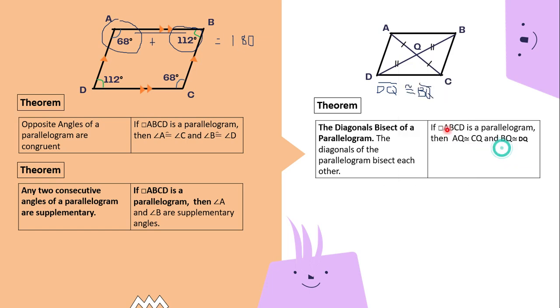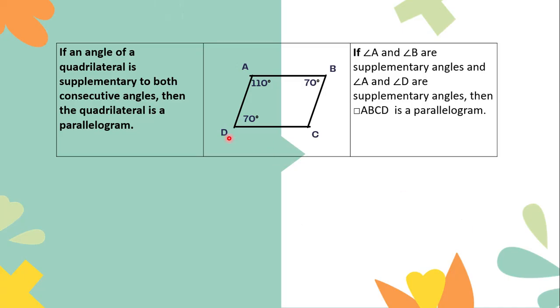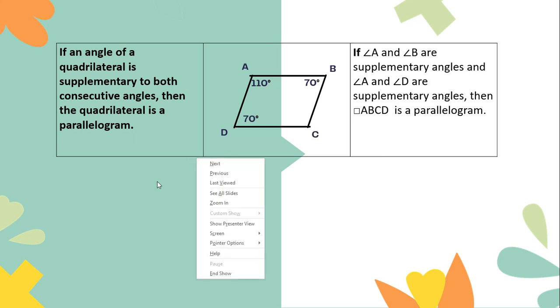Okay. So, yun yung definition niya. Ayun yung theorem na yan. Next naman, ito naman yung converse part nito. If AQ is congruent to CQ and BQ is congruent to DQ, pag congruent daw si DQ and QB, it means that it is a parallelogram. It means that the quadrilateral is a parallelogram. So, next naman, lastly, last theorem is if an angle of a quadrilateral is supplementary to both consecutive angles, then the quadrilateral is a parallelogram.